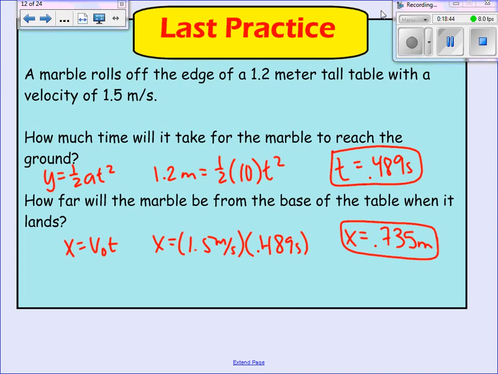And here are the answers here. Notice the work is the same setup as the last problem we did, just different numbers. This concludes the video on projectile path number 1.